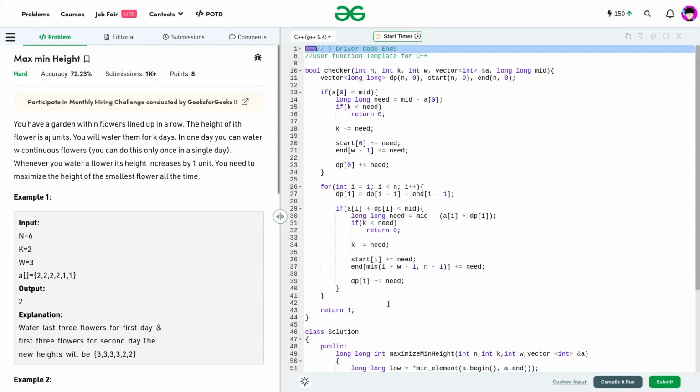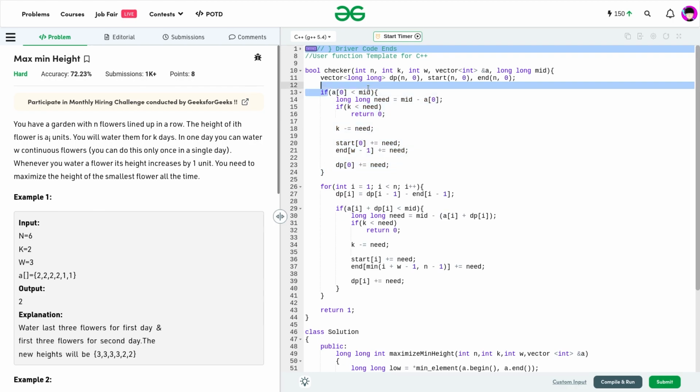Now coming on to the checker function, this is very important. I just initialize three vectors. The first one is dp, the second one is start, and the third one is end. All of them are initialized with 0. For the first value, I have to compute it separately because there are no previous elements to it.